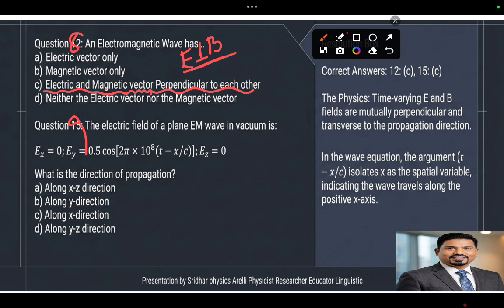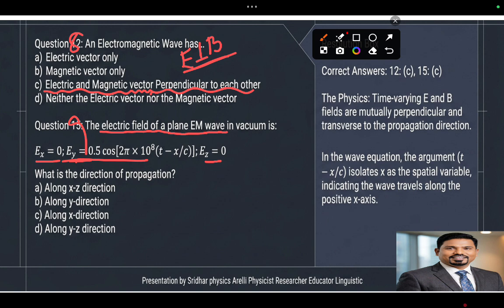Ninth one. The electric field of a plane electromagnetic wave in vacuum is, obviously here, Ex equal to 0, Ey equal to 0.5 cos 2π 10^8 (t minus x by c), Ez also 0. So we have the electric field in the y component, and now the question is, which direction? x, y, z, or what?